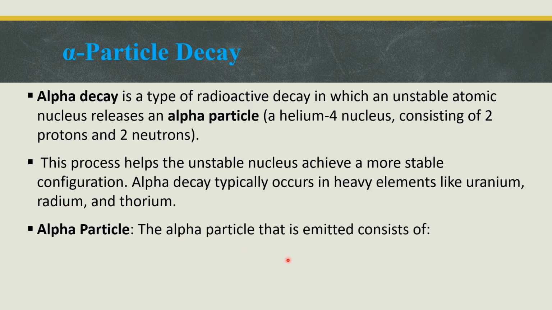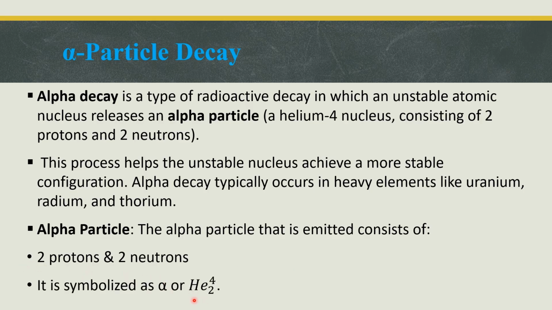The alpha particle consists of 2 protons and 2 neutrons, symbolized by helium, or alpha, He-4 with atomic number 2. So X is the parent nucleus with atomic number Z and mass number A, and it gives Y. Y is the daughter nucleus with atomic number Z minus 2 and mass number A minus 4, plus a helium particle, helium 2, 4. Some examples: uranium 92, 238 gives thorium 90, 234 plus a helium particle or alpha particle. Here there is also some energy, so there is plus Q.